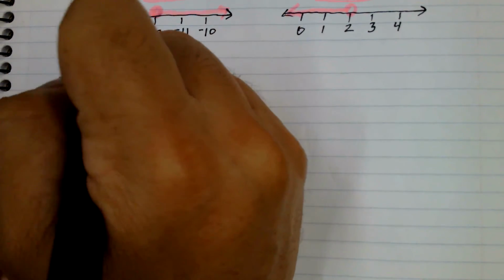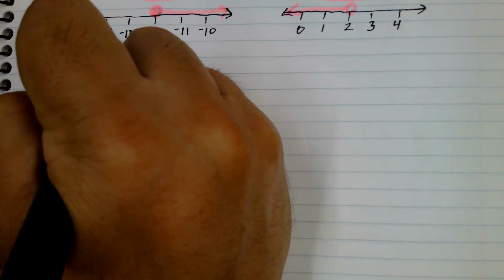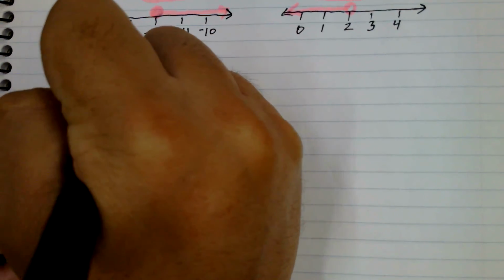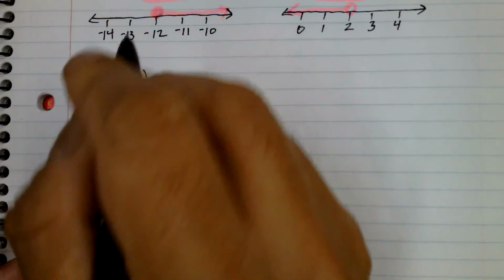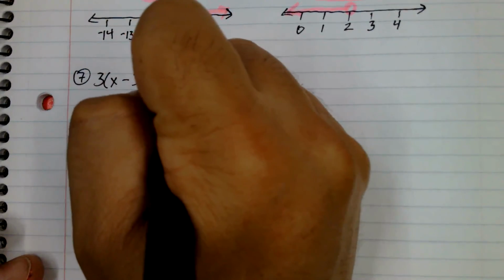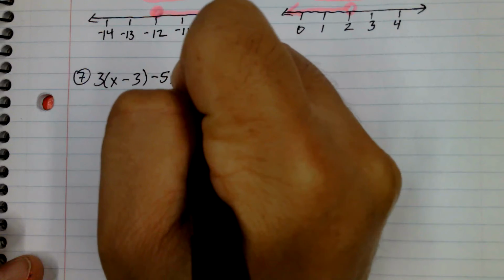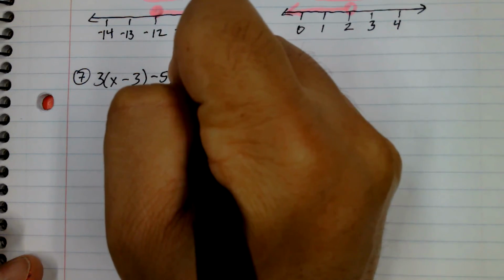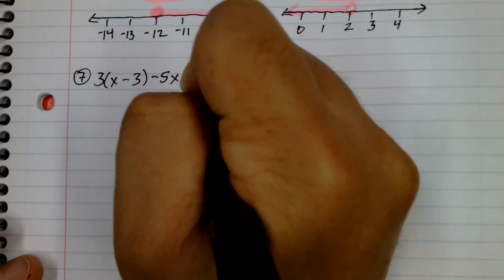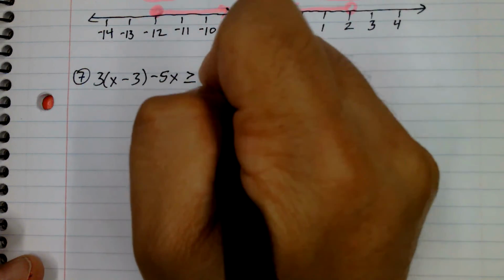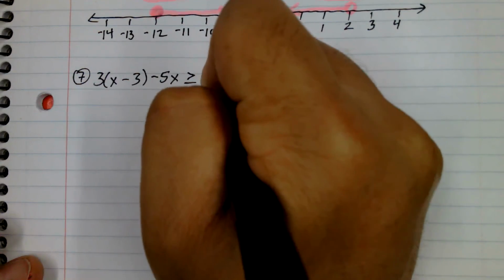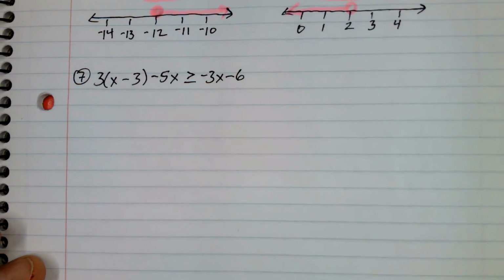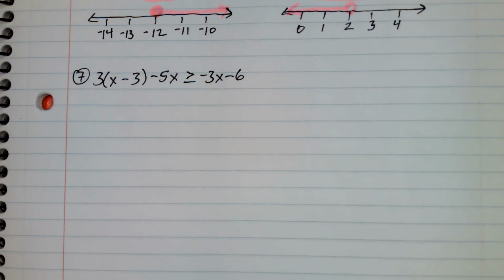So number 7. Let's do 3x minus 3 minus 5x is greater than or equal to negative 3x minus 6. Okay? Go ahead and write that down.